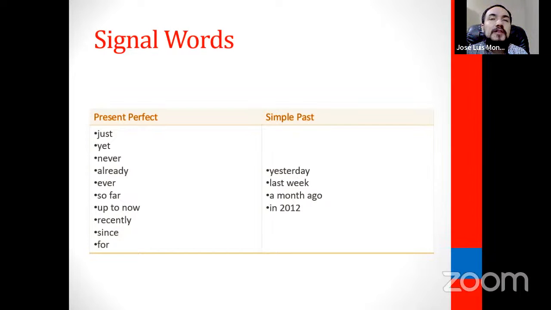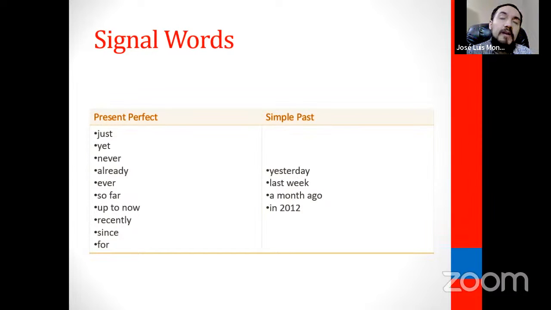And for the simple past, you have specific time expressions. So, just: I have just arrived here. We don't know exactly when, but we know that it happened recently. It's a past event connected with the present in a certain way, where we can see the results. There is a certain connection, so present perfect. I have just arrived. Yet, for negatives: I haven't gone there yet.